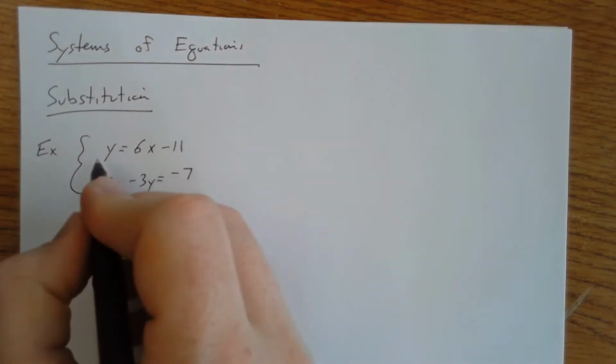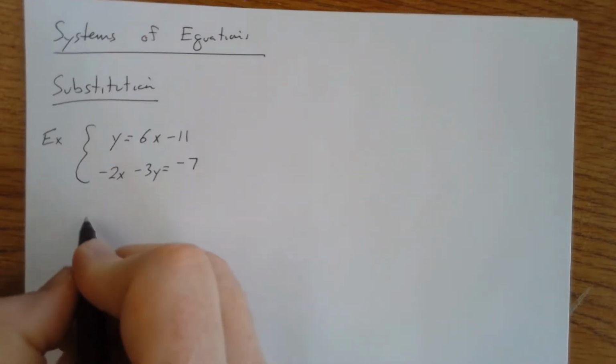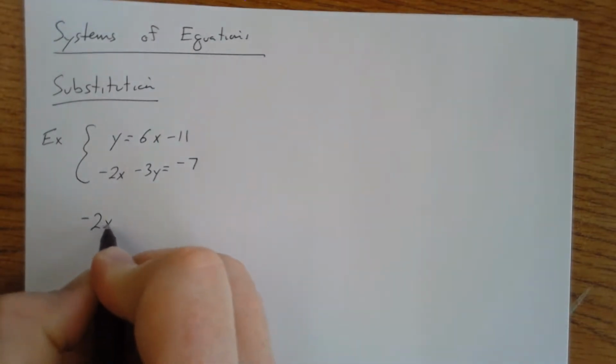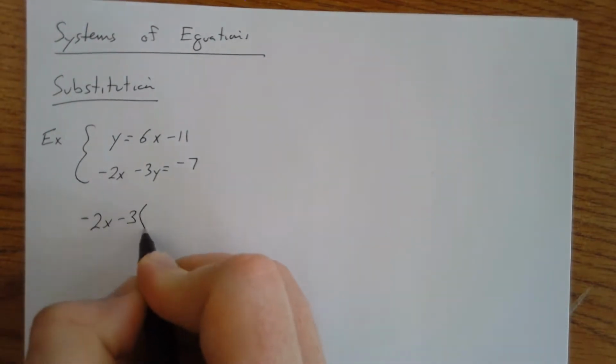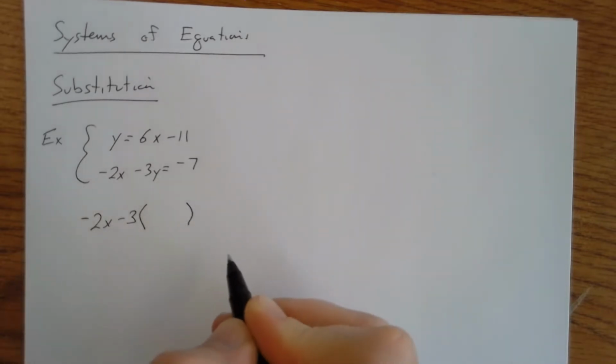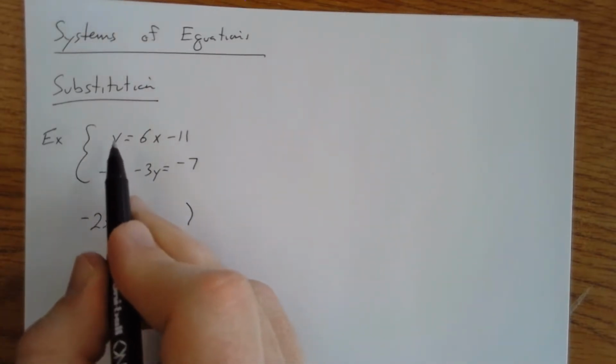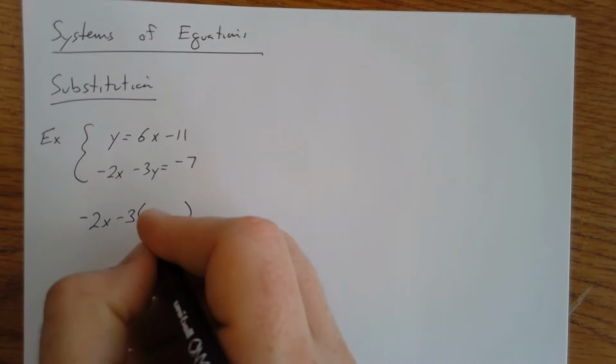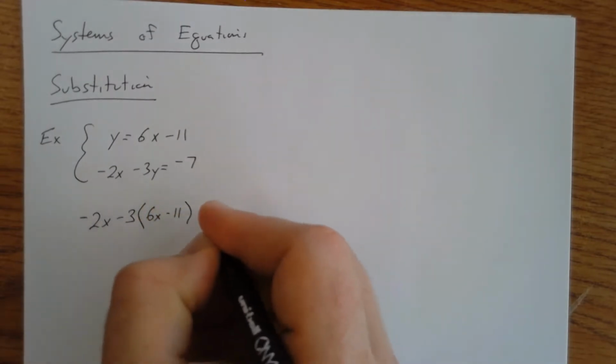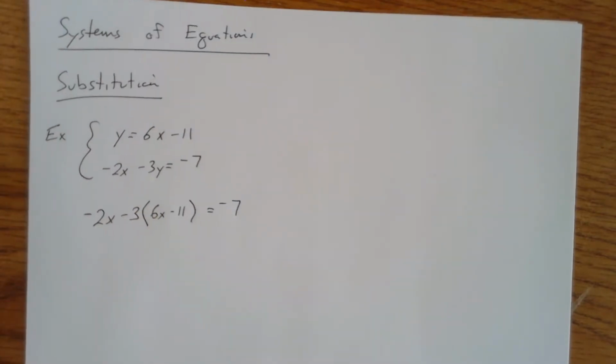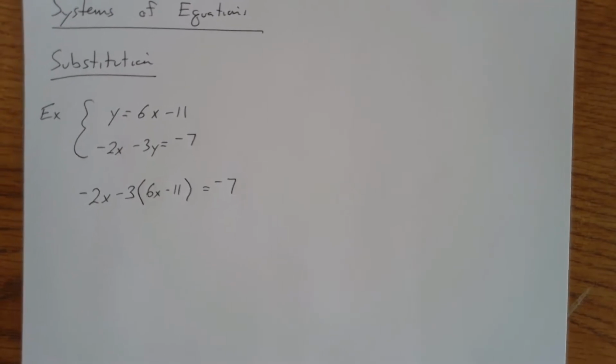So when I take this whole equation and plug it in for y, I'm going to end up with negative 2x minus 3. I'm replacing the y, so I'm going to put parentheses around everything that I put in there. And up here in the first equation, y is equal to 6x minus 11. So this is what I'm actually going to have in terms of the equation that will solve this system.